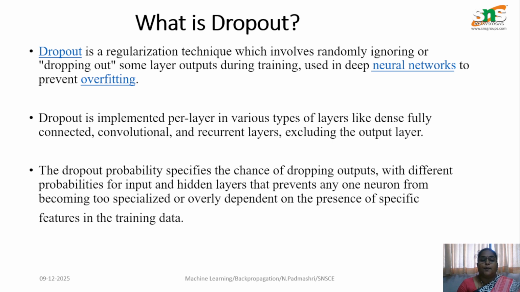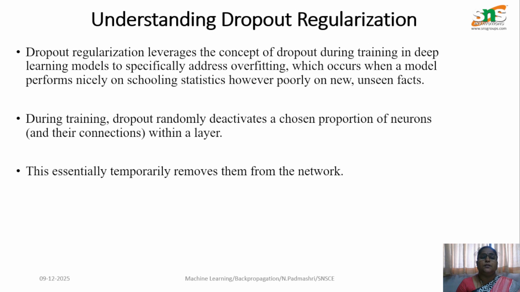The dropout probability specifies the chance of dropping out the nodes, with a different probability for the input and hidden layers. This prevents any one neuron from becoming too specialized or overly dependent on a specific feature during the training of the data sets. So that is the concept of dropout regularization.